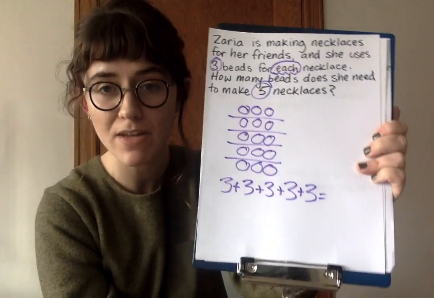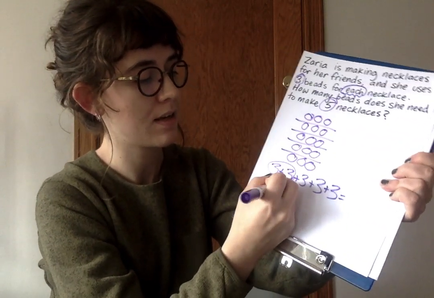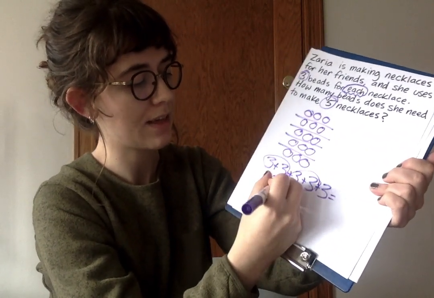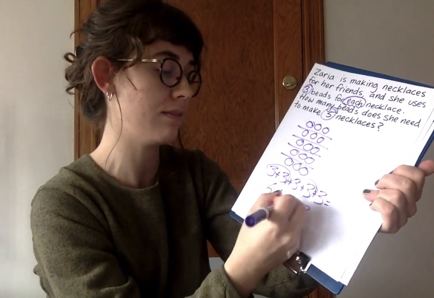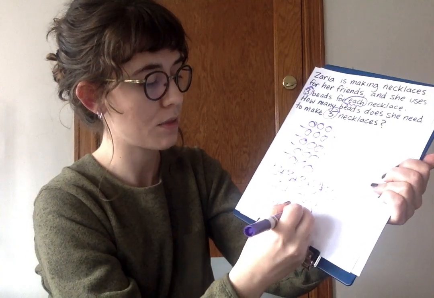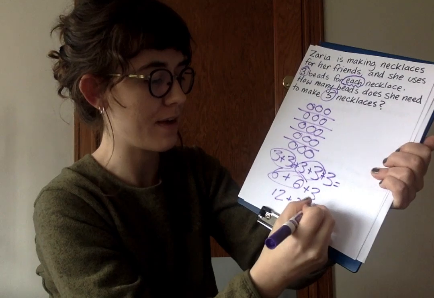So we have 5 necklaces with 3 beads each. 3 plus 3 is 6. 3 plus 3 is 6. Plus 3 more. 6 plus 6 is 12. Plus 3. That's going to be 15.